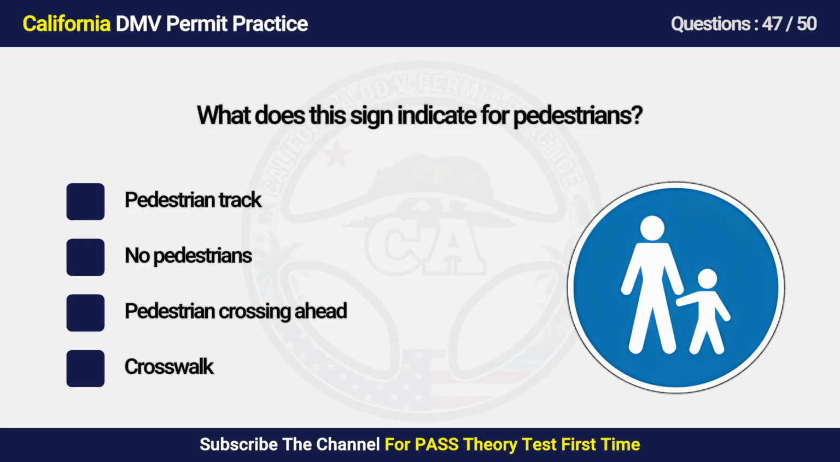Question 47. What does this sign indicate for pedestrians? A. Pedestrian track. B. No pedestrians. C. Pedestrian crossing ahead. D. Crosswalk.